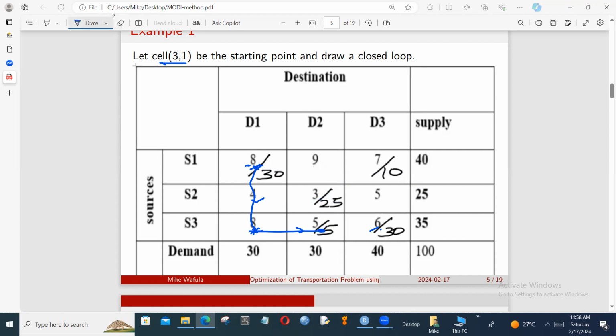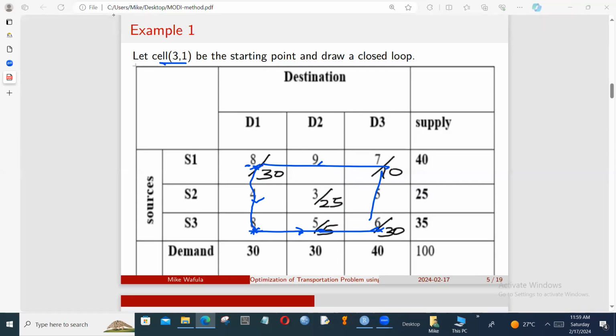And so the only choice you had, just hold on, the only choice you had was to move straight to this particular cell, then back, and then that way. Yes? A question? Yes, a question.